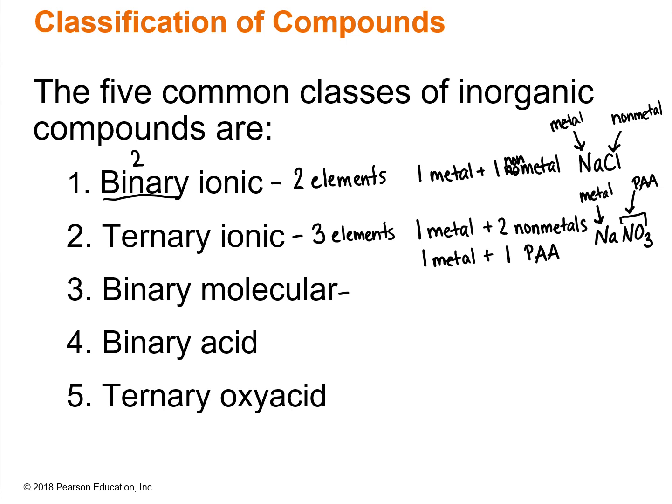The third class is binary molecular compounds. Again, we see the word binary, so we think 2. There are 2 elements. In this case, you have 2 nonmetals. And an example of that is water. Hydrogen and oxygen are both nonmetals.